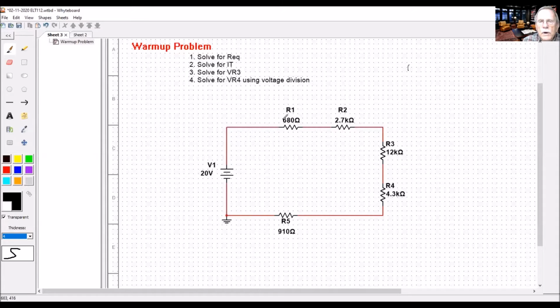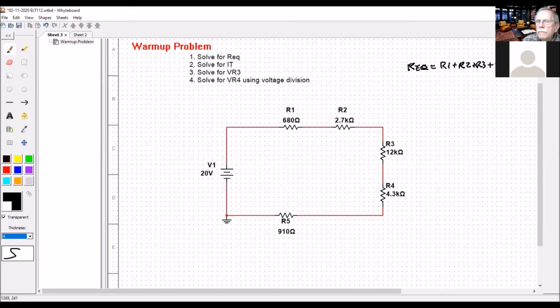Whatever current goes into R1, whatever comes out of R1 has to go into R2, out of R2 into R3, out of R3 into R4. So it's a series circuit. So in a series circuit, RT or REQ is, in this case, R1 plus R2 plus R3 plus R4.